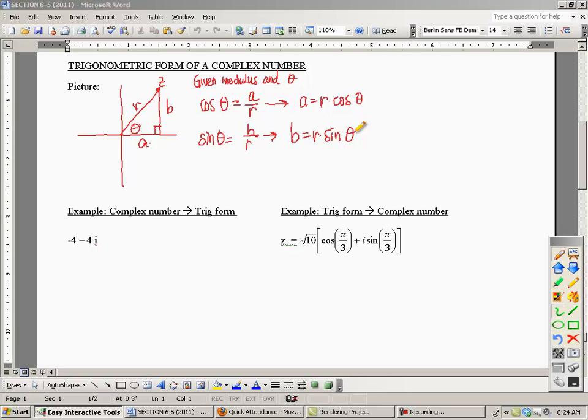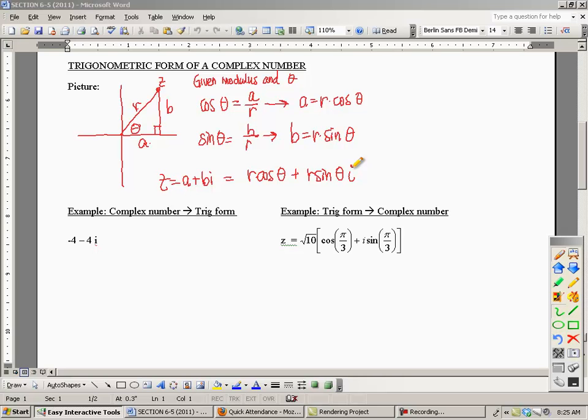Okay, so we want to write a complex number. We have this complex number a plus bi, and our goal is to write this in trig form, with our cosines and our sines. Well, if I write this, let's replace a. A is r times the cosine of my angle, plus b is r times the sine of my angle, and then I have an i.